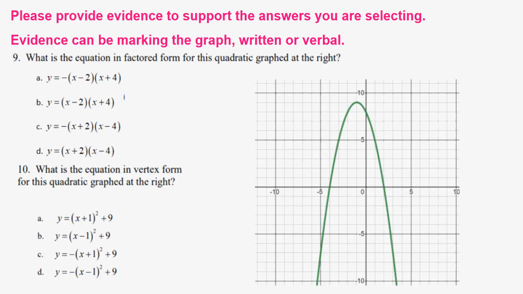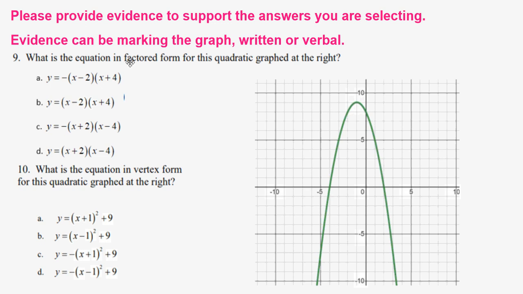So if we look, 9 and 10 are using the same graph, and based on a graph, you should be able to write the equation in both factored form and vertex form. So let's give you a moment here. We've got our graph, and number 9 is asking for the factored form.